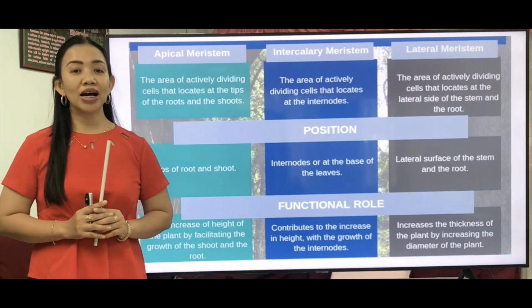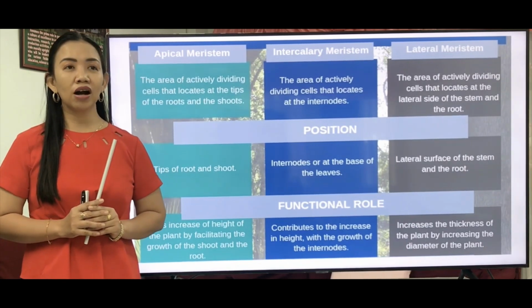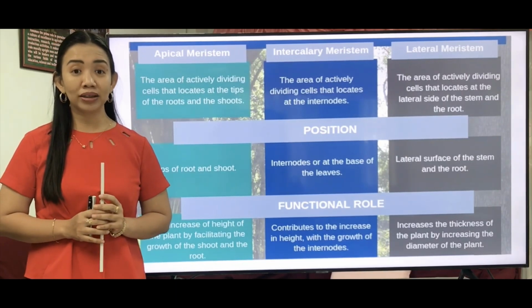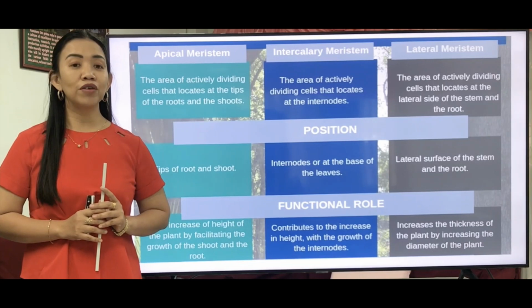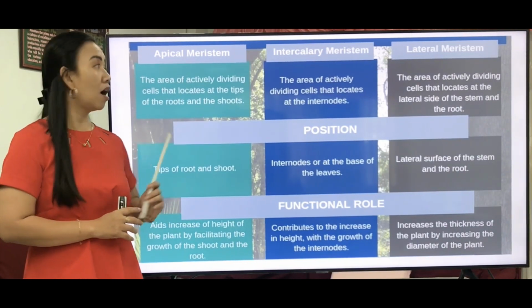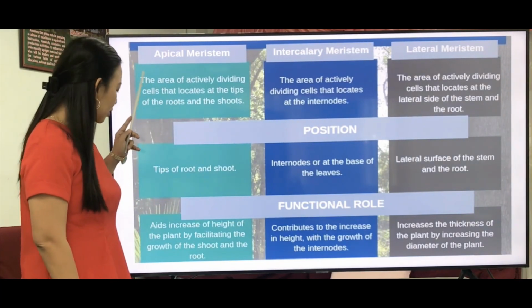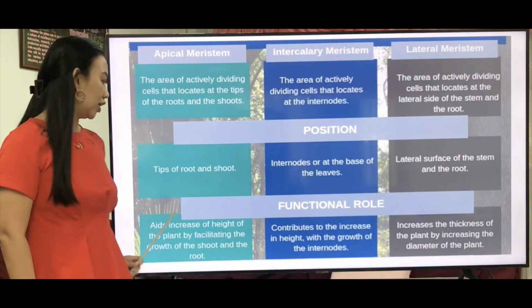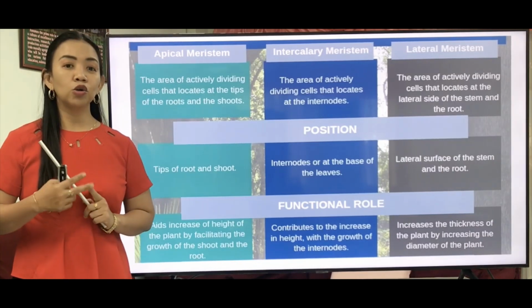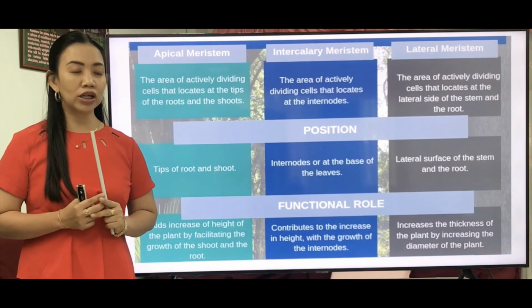And because these meristems are located differently on the plant, of course, it is expected that they have specific functions on the plant. So their specific roles are as follows. The apical meristem is responsible for the increase in the height of the plant, increasing the length of the roots and the shoots.